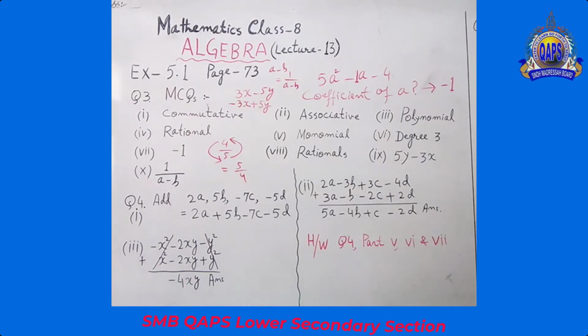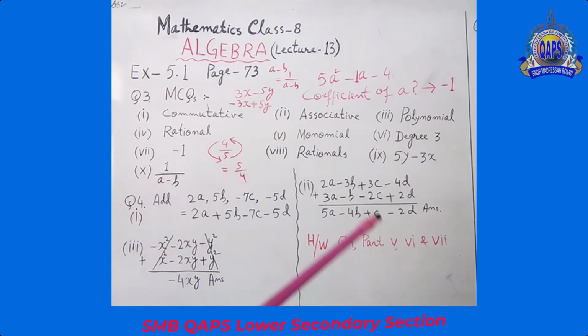Question number 3. x square minus 2xy minus y square plus x square minus 2xy plus y square. You see, plus minus cancel. Same thing, minus x square plus x square cancel. Over here, minus y square plus y square cancel. So over here, minus 2xy and minus 2xy. Answer will be minus 4xy.